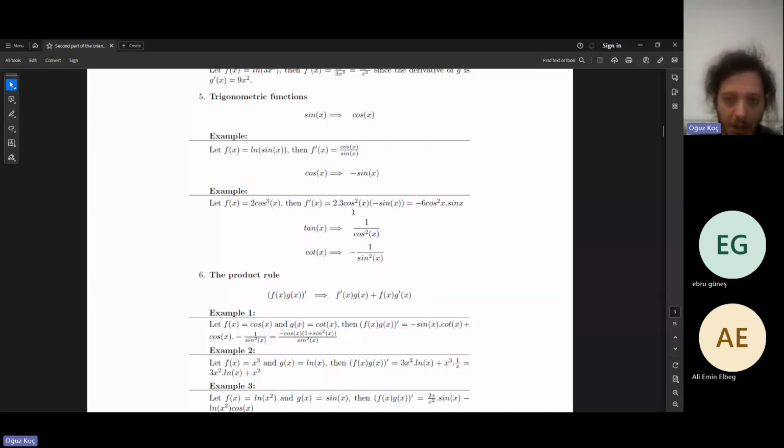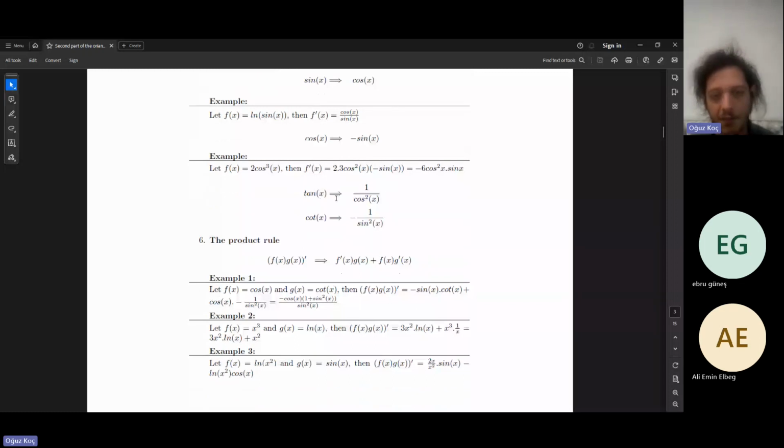And here are some additional derivatives of trigonometric functions. The tangent and cotangent. The derivatives are 1 over cos squared x, and the second derivative is 1 over minus sin squared x here.